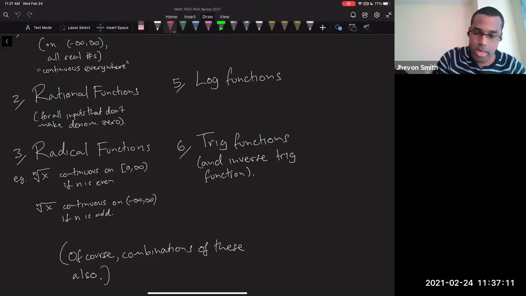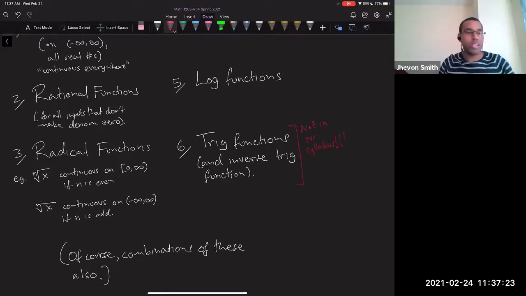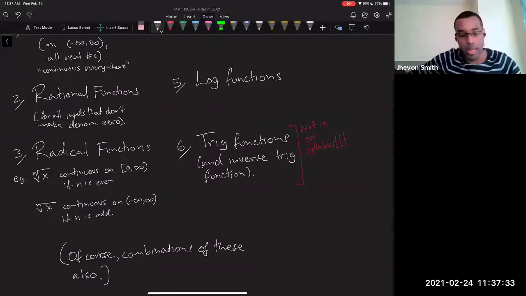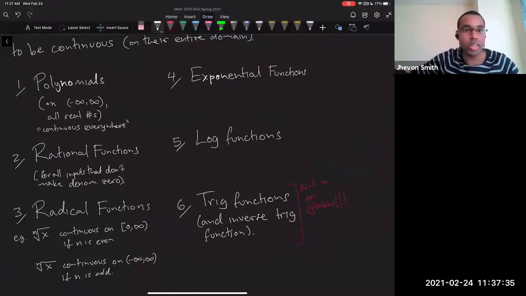As I mentioned here, this is not in our syllabus. I mentioned that a long time ago, I guess. There's no harm in reminding you of that. So trig, we're not concerned with trig, not in applied calc. So you can ignore everything that has to do with trig functions. But yes, these are the elementary continuous functions.